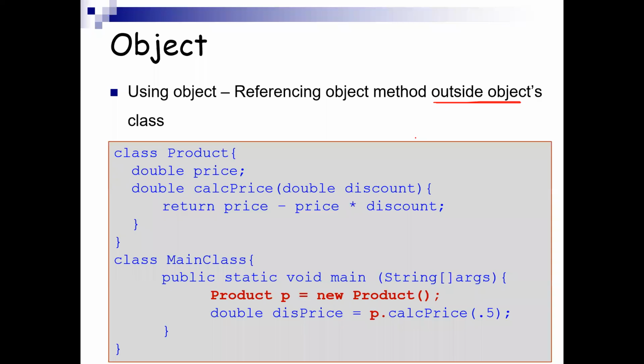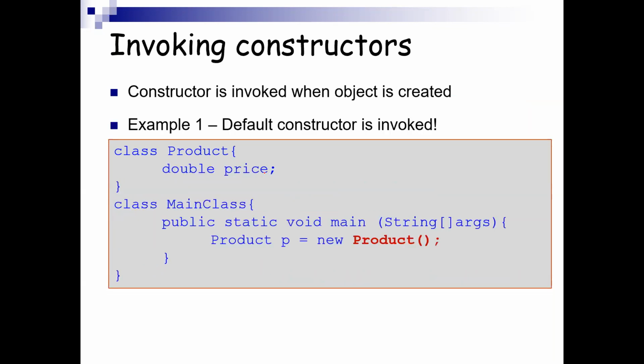If it is outside my object's class, like here, this is in one class, but I'm going to access it in another class. So definitely I need to create an object of my class. Then from the instance that I've created, I can make a call to the method of that particular class. Okay.